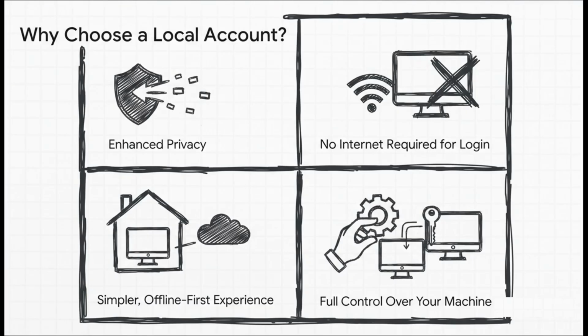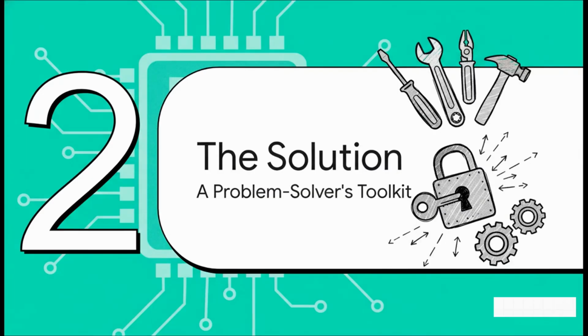This right here breaks down the main perks. We're talking about better privacy, which means less of your data is getting sent back to Microsoft. We're talking about the freedom to log in without needing an internet connection. And really, it all comes down to having full, uncomplicated control over your own machine. So, how do we actually do this? Let's get to the solutions.